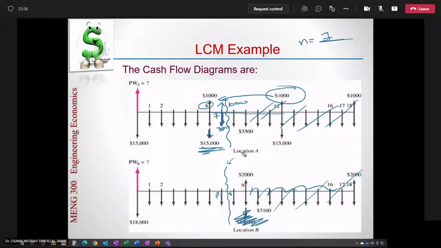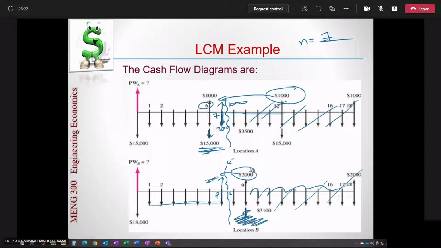No need to have a cycle. Why? Because the 7 is implicit inside that cycle. Why? Because the life of this alternative is 9 years. We need to do a study only up to 7 years. We have the first cost here. We have this up to year 7. What about this 2000? We'll bring it as it is.